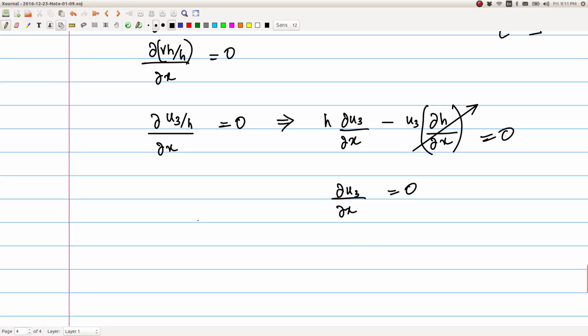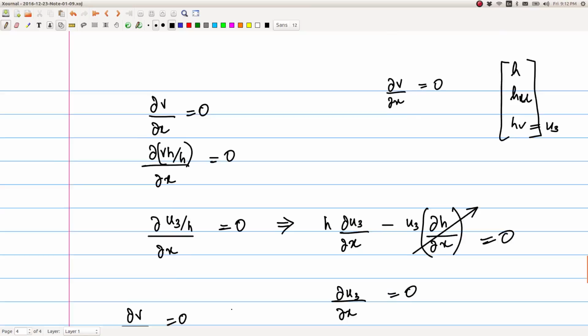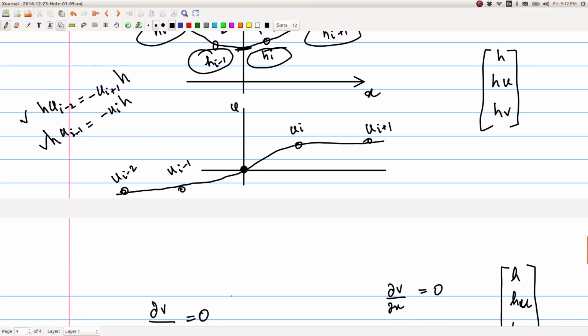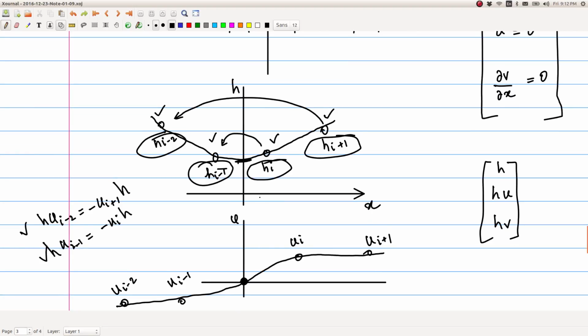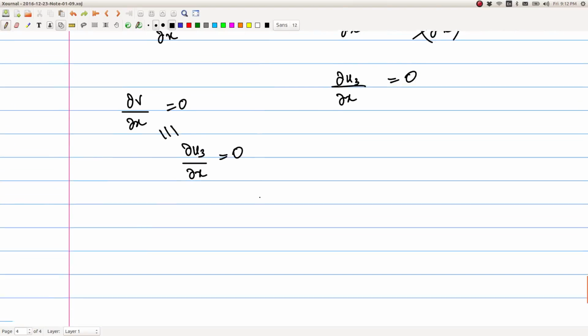So in other words, to apply the boundary condition del v by del x is equal to 0 is equivalent to saying that del u3 by del x is equal to 0. So this is what we are going to apply for v. It will be very similar to the way we are doing for h. Okay, so this is how we are going to apply the boundary conditions.